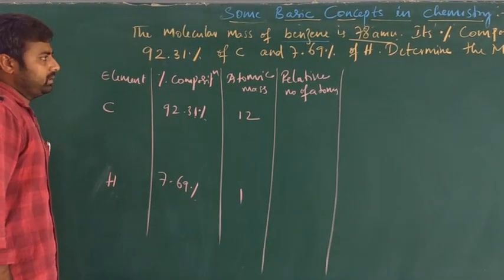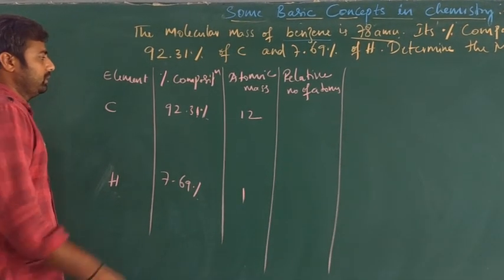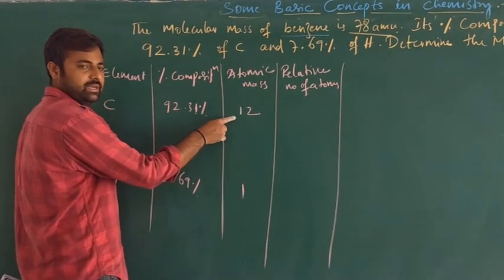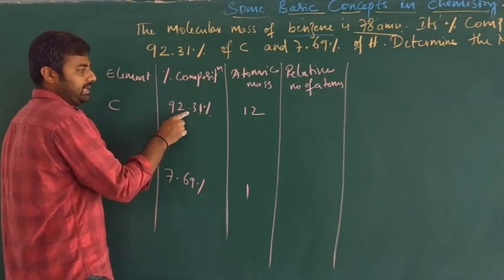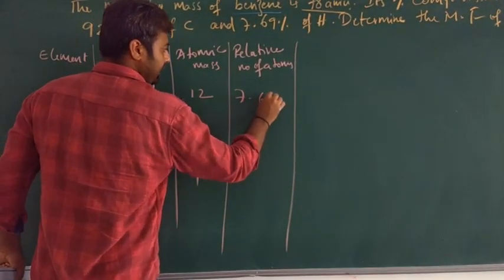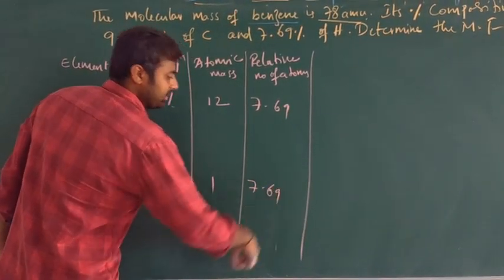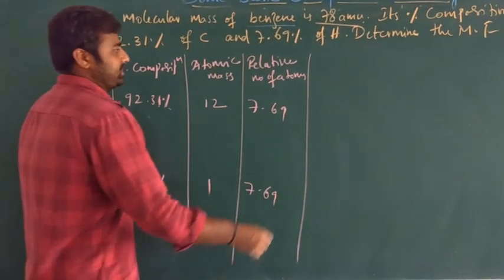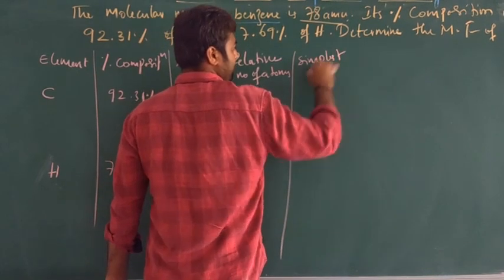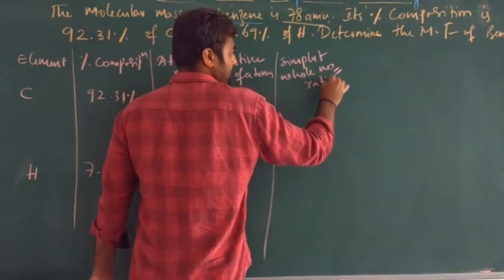How to calculate the relative number of atoms? I hope you all know that. You have to divide the percentage composition by its respective atomic mass, right? 92.31 divided by 12 gives 7.69. 7.69 divided by 1 will give the same value, 7.69. And in the next column, you have to write the simplest whole number ratio.